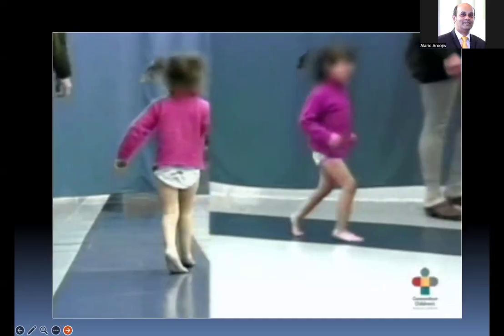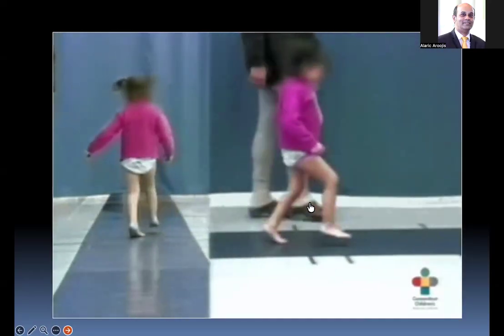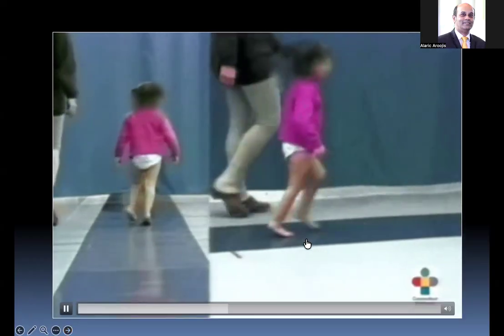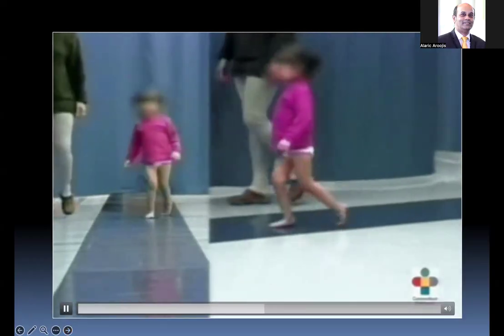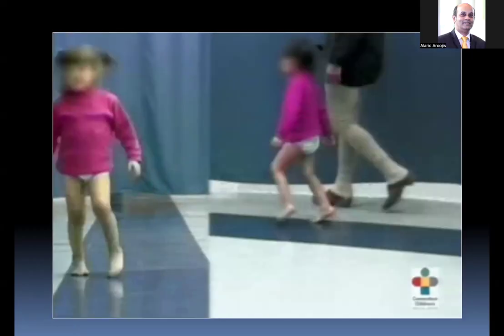So again, this is a subtle sign. It looks as if it's a jump gait, but if you see the angle between the tibia and the foot in stance, it's a 90-degree angle. So the lifting up of the heel is not coming from the gastrosoleus, but it's coming because of hip and knee flexion.